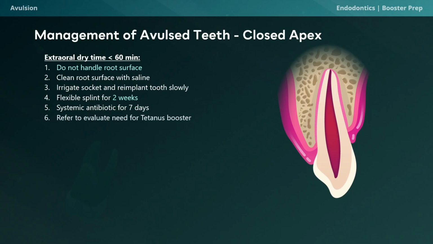You can again pass off the tetanus duties to the medical docs, and within 7 to 10 days post-reimplantation, endodontic treatment should be initiated. This is a major difference between the two conditions. If you remember, with the open apex tooth, we didn't want to initiate root canal therapy right away because teeth with open apices are so receptive to healing, and we want to give them all the time they need in order to heal. That's the power of youth.